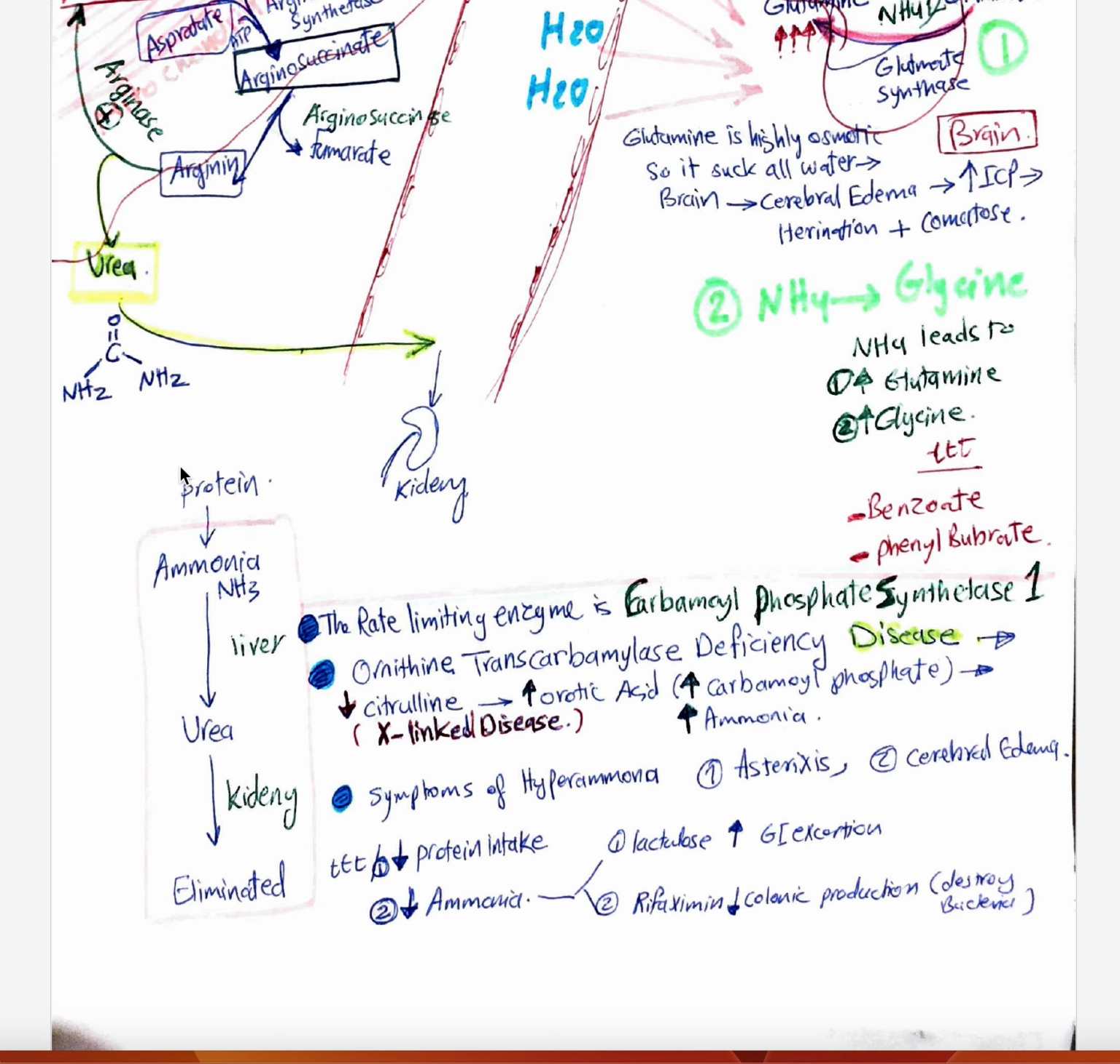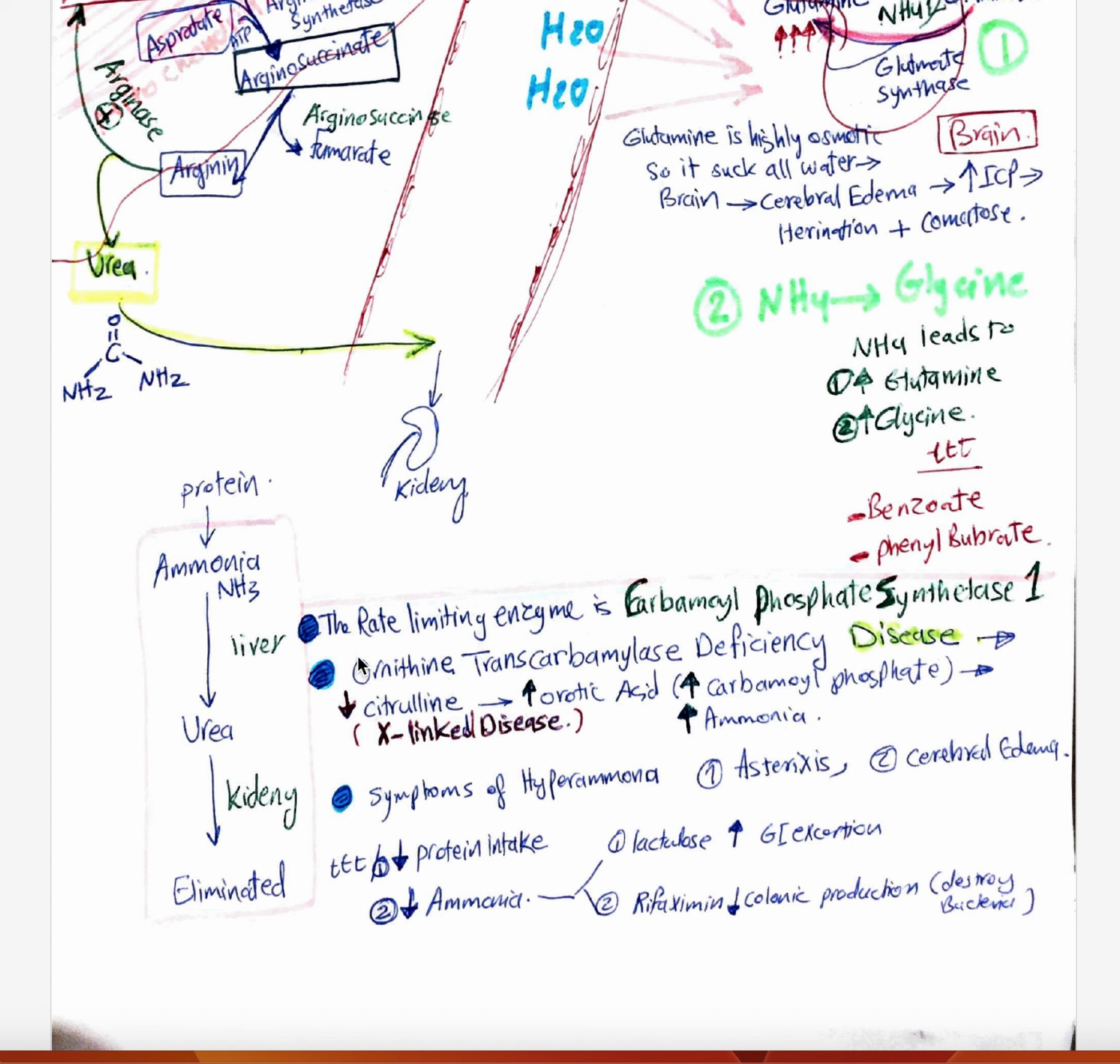Okay, so here again we have a protein, and the degradation of the protein leads to ammonia, which turns into urea. All that happens in the liver. The first reaction, up to carbamoyl phosphate, happens in the mitochondria of the hepatocytes, and the rest happens in the cytosol of the liver. Then it forms the urea, and it is excreted through the kidney.